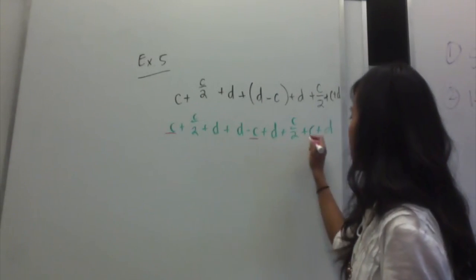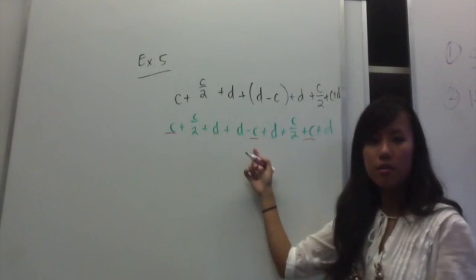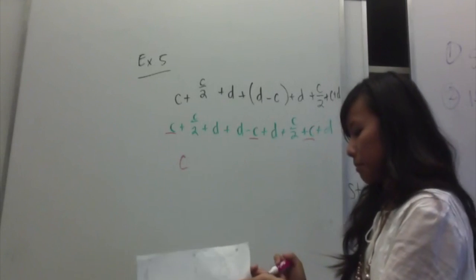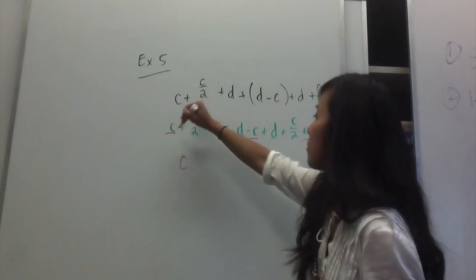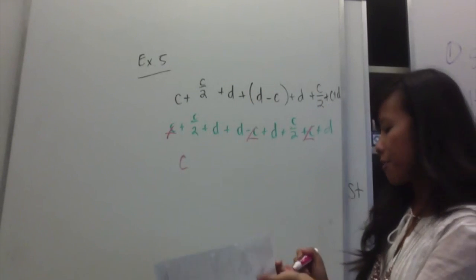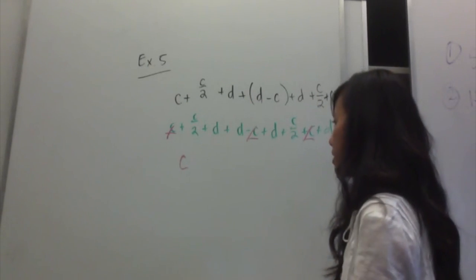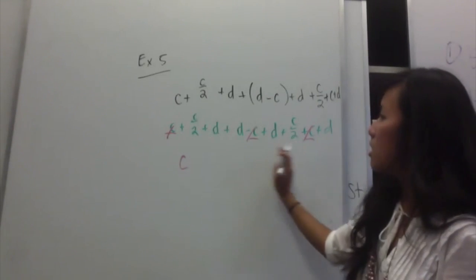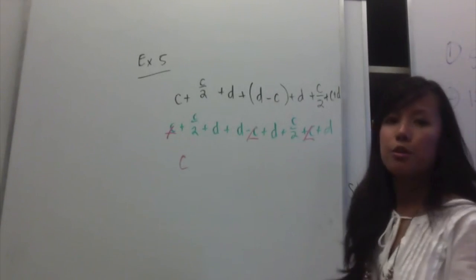C, C, C. So C minus C is 0, plus C is 1C. So we're going to leave it with C. Okay? So when I'm done with that, I'm going to cross it out so I know that I already took care of this. Okay? So I'm going to look now at C over 2. Looks like we have another C over 2. So C over 2 plus C over 2.